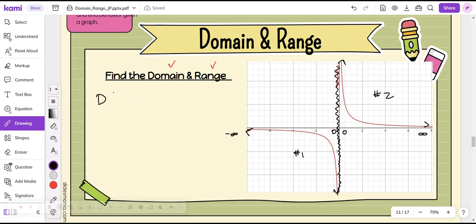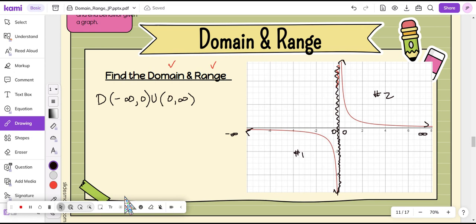So we actually have 2 intervals. On the left branch, our domain is negative infinity to 0. And since we're not touching this vertical line, we're going to use a parentheses at 0. Then we're going to do parentheses on the second branch, the branch on the right. We're going to go from 0 to infinity, parentheses. And then if we have 2 branches, we'll put a union in the middle.